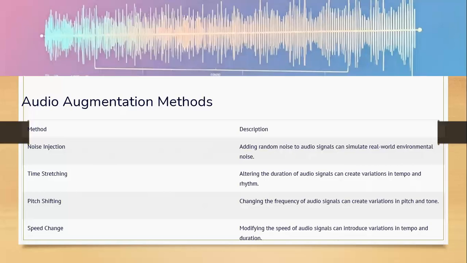So audio augmentation methods, we already mentioned noise injection: adding random noise to the audio signals can simulate real-world environment noise. And also time stretching. Time stretching means we increase or decrease the duration of audio signals in tempo and rhythm. Pitch shifting is mainly focused on pitch and tone, how we communicate, and it also captures emotions from different perspectives.